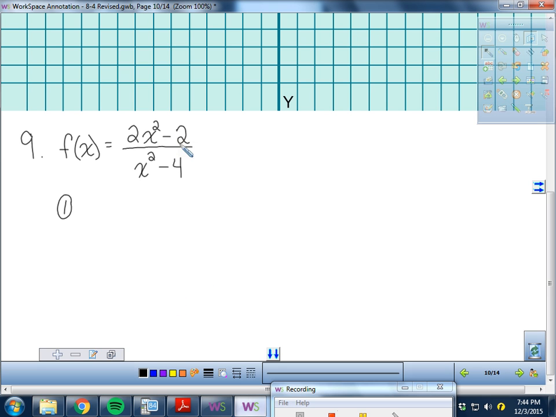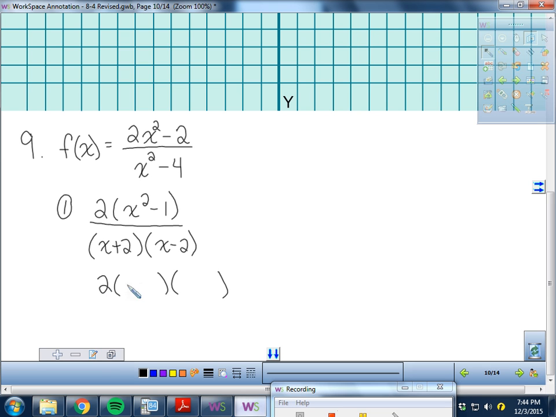So if you look up here, this is not a trinomial or the difference of 2 squares, but they do have a common factor of 2. So I'm going to factor out a 2. That will leave me with x squared minus 1. On the bottom, I have the difference of two squares. So I know that splits into two binomials, so I'll have x plus 2 and x minus 2. And then I also noticed that on top, this is also the difference of two squares. So let's go ahead and take it a step further and factor that as well. So I'll have x plus 1 and x minus 1 all over x plus 2, x minus 2.